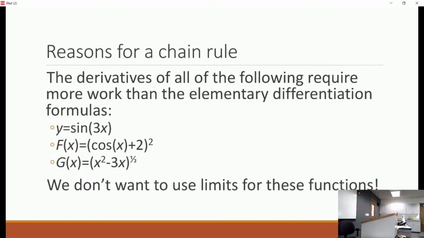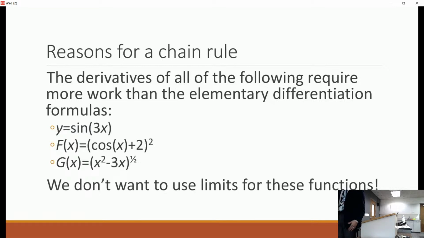So that's one reason, because of functions like that. And if you're familiar with trigonometry, you know that you get a lot of sine of 2x, sine of 3x, just in the course of doing math with sines and cosines. This one, where you have the cosine of x plus 2 quantity squared, that one, at least, you could probably do something with.